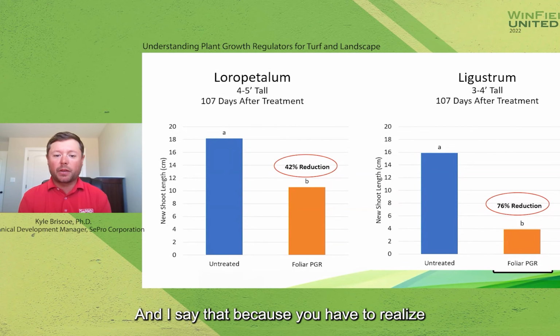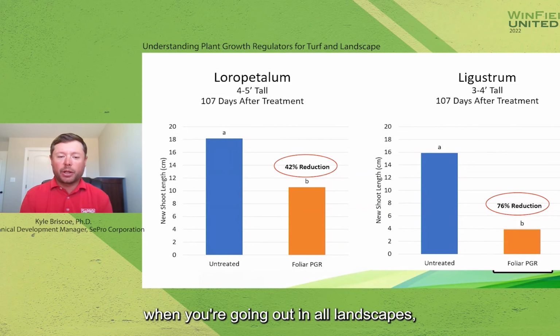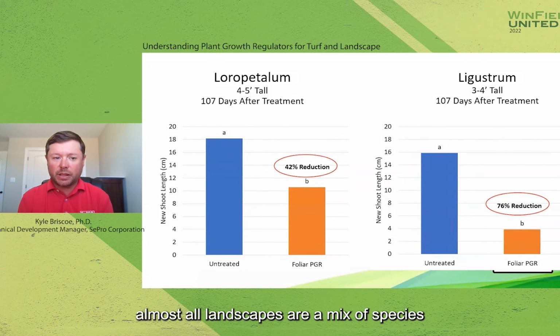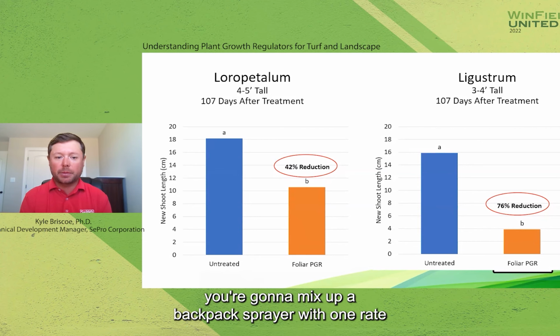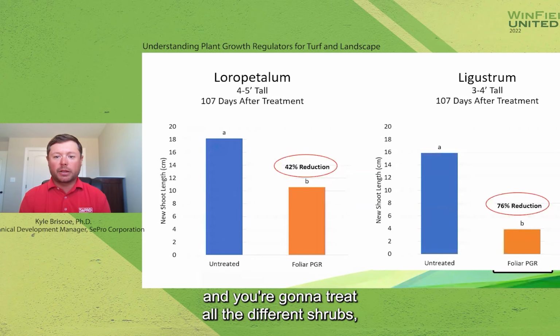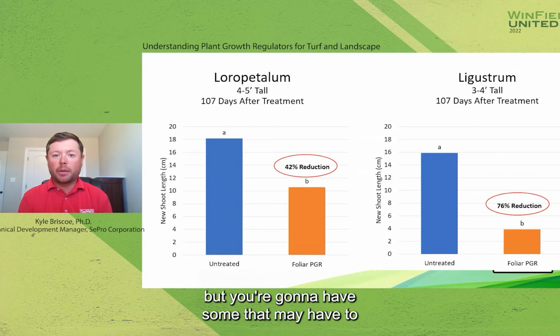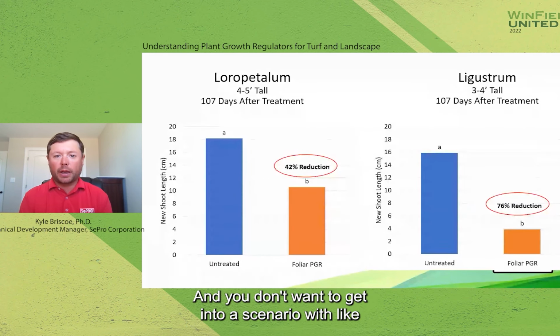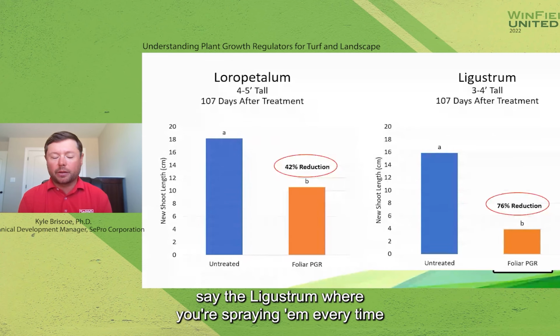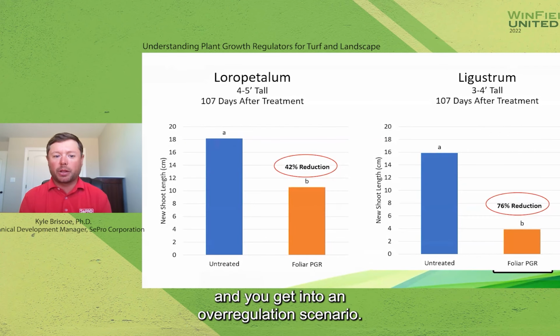I say that because you have to realize that almost all landscapes are a mix of species. You're going to mix up a backpack sprayer with one rate and treat all the different shrubs. But you're going to have some that may have to come back and be retreated a little sooner than others. And you don't want to get into a scenario with, say, the Ligustrums where you're spraying them every time and you get into an overregulation scenario.